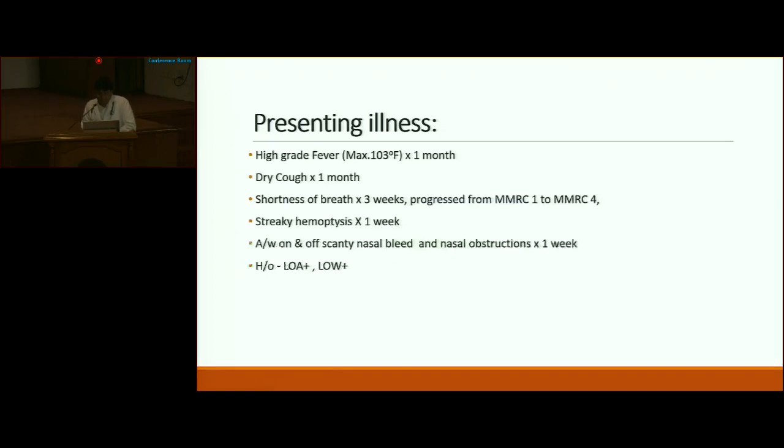The patient got admitted with the complaint of high-grade fever, maximum documented 103 degrees Fahrenheit, for 1 month duration. A dry cough for 1 month. Shortness of breath for 3 weeks, progressive from MRC 1 to MRC 4. Streaky hemoptysis for 1 week duration, associated with on and off scanty nasal bleed and nasal obstruction for 1 week. And there was associated loss of appetite and loss of weight.